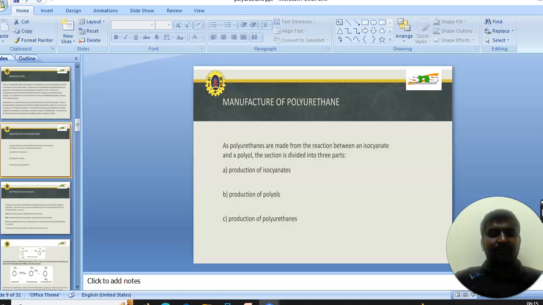Good morning. In the previous PPT, we discussed what polyurethane is, the synthesis, and how it was manufactured. In this PPT, we discuss a detailed description of the manufacture of polyurethane, as polyurethane is made from the reaction between isocyanate and polyol. This section is divided into three parts. First is production of isocyanates, then production of polyols, and then production of polyurethane.